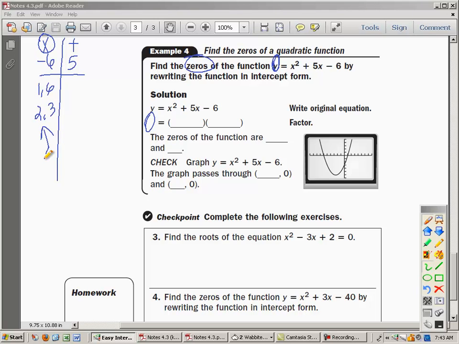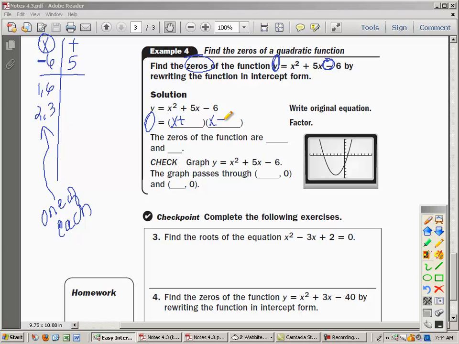Because this is negative 6, I need one of each. If I had two positives, I would never get negative 6. If I had two negatives, I'd never get negative 6. So the first thing is we have to address that this is going to be x plus and x minus. And again, it doesn't matter which order you put them in. I just put the positive first for simplification.